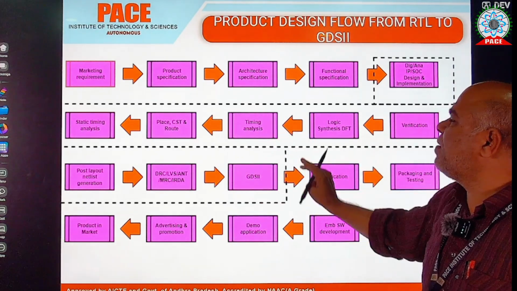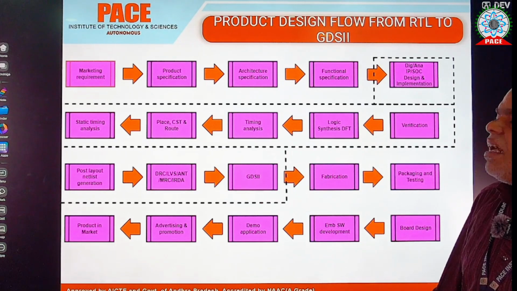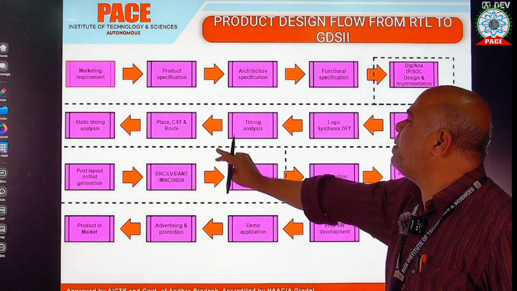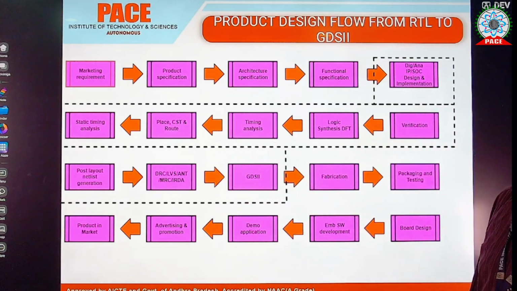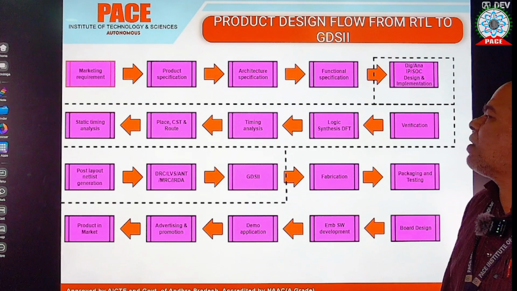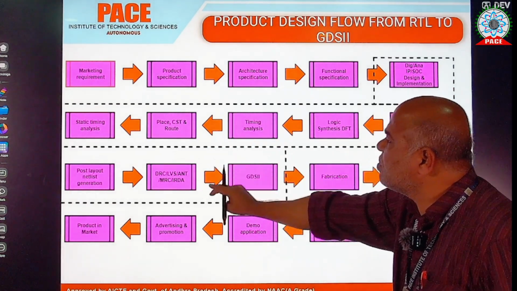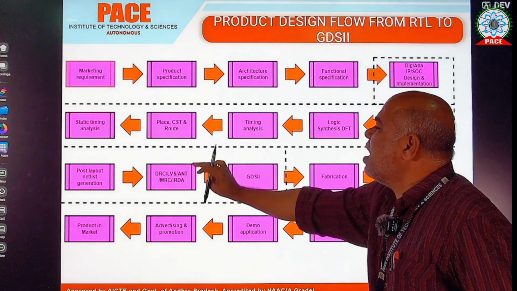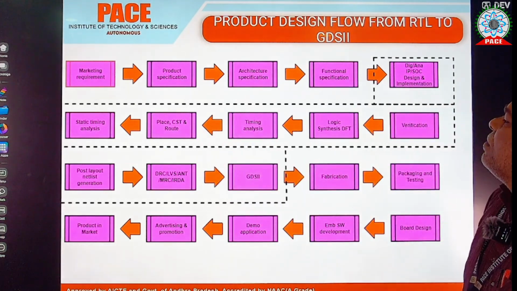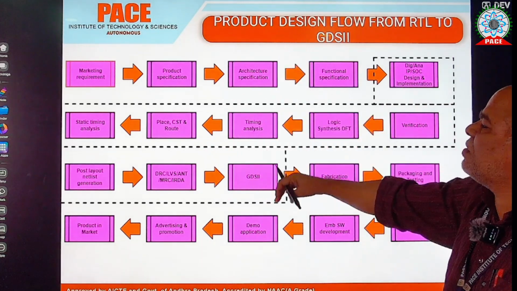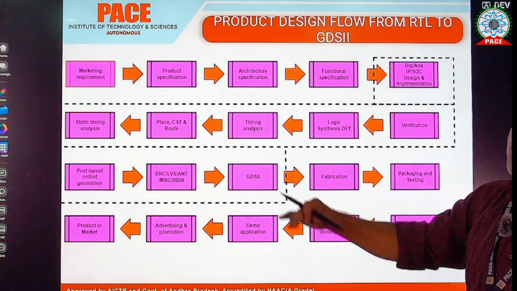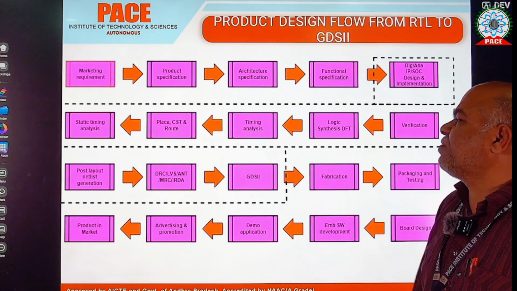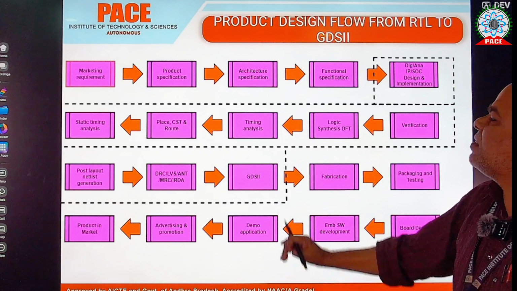Then after that, placement and CTS. CTS stands for clock tree synthesis, and then routing. Clock tree synthesis means you have to reduce the clock skew, and you can avoid metastability by using CTS. Routing means you have to make the connection from one gate to another gate. These are the things that come after the STA.